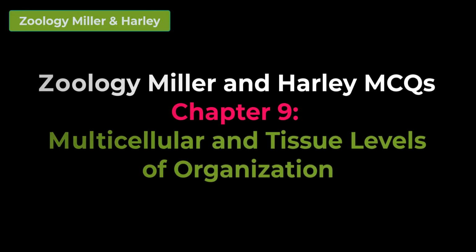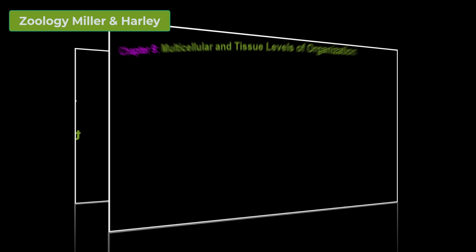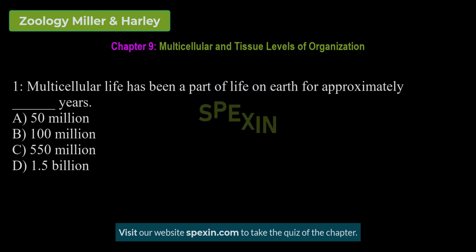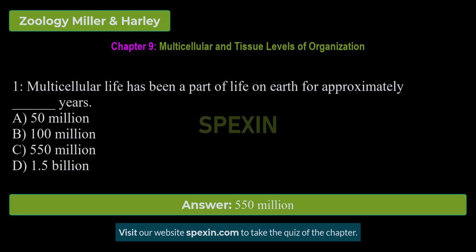Zoology Miller and Harley MCQs, Chapter 9, Multicellular and Tissue Levels of Organization. Let's start. Multicellular life has been a part of life on Earth for approximately blank years. 50 million. 100 million. 550 million. 1.5 billion. Correct answer: 550 million.